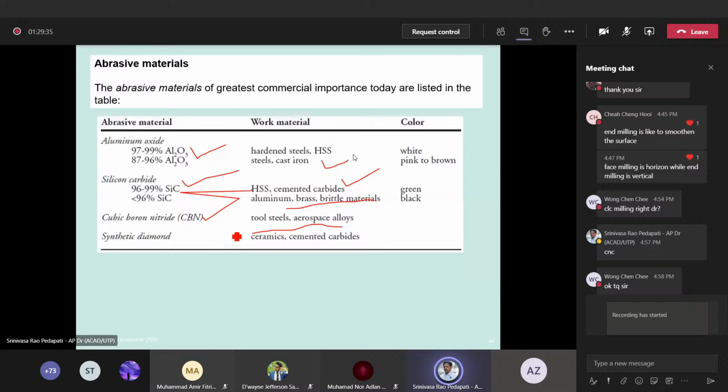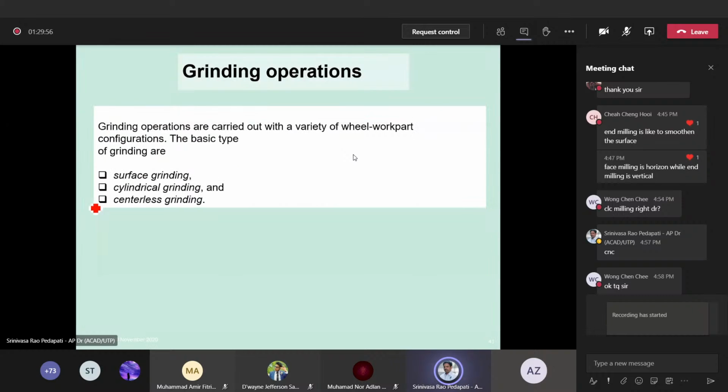So depending upon your work material, that means whether you are going to work on ceramics, or on high speed steel, or on aluminum, brass, brittle materials like that, that is how we select the abrasive material. So basically the abrasive materials are silicon carbide, aluminum oxide, and CBN. So now finally we come to the grinding operations. Grinding operations are carried out with a variety of wheel-work combinations.